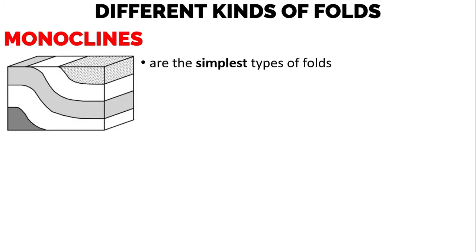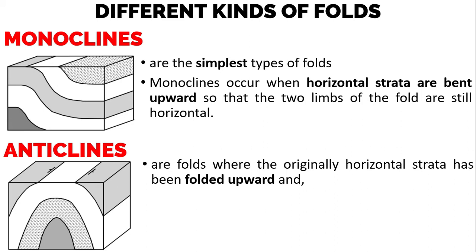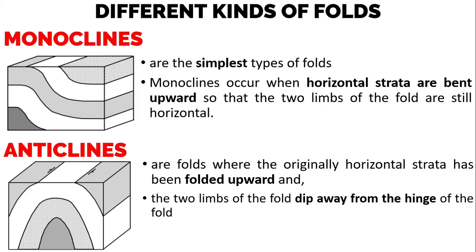Now, we recognize several different kinds of folds. First is the monoclines. These are the simplest types of folds. Monoclines occur when horizontal strata are bent, so that the two limbs of the fold are horizontal. Next, we have the anticlines. These are folds where the originally horizontal strata has been folded upward. The two limbs of the fold dip away from the hinge of the fold.